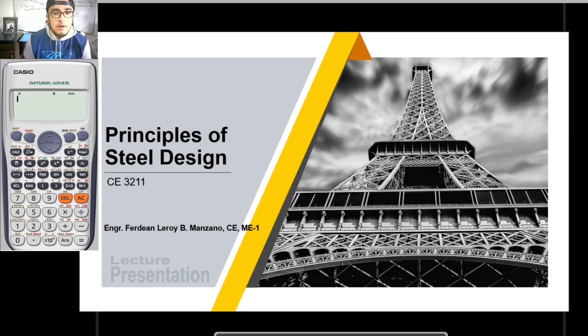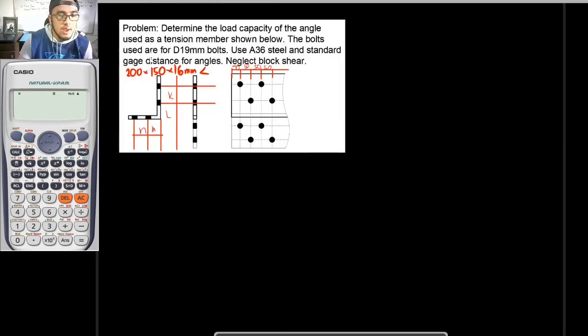So in this pre-recorded lecture, this would just be a continuation of our last pre-recorded lecture, which was about the analysis of tension members. Okay, so for our illustrative problem here: Determine the load capacity of the angle used as a tension member as shown below. The bolts used are 19 mm diameter bolts, and use A36 steel and standard gauge distance for angles.